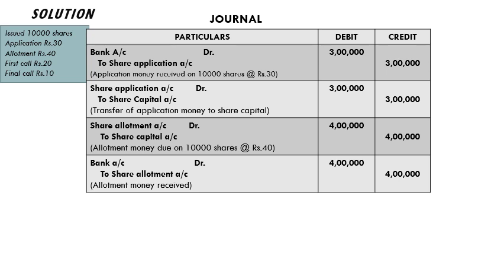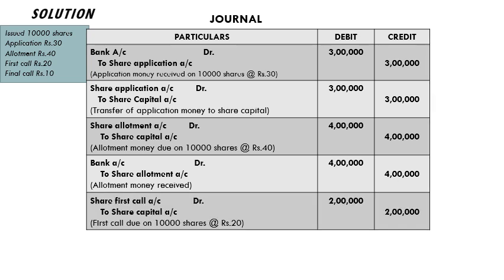The next is first call. We need to make the first call due. So the journal entry will be share first call account debited to share capital account. This is the same as the allotment money. Here it was allotment money, here it is first call. Rupees 20 on each and every share. So 10,000 into 20 is 2 lakh rupees. First call due on 10,000 shares at rupees 20 each.